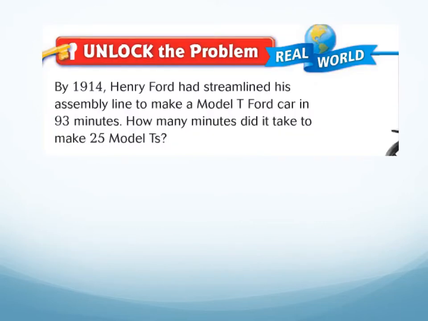Let's take a look at this problem. By 1914, Henry Ford had streamlined his assembly line to make a Model T Ford car in 93 minutes. How many minutes did it take to make 25 Model Ts? Since the problem tells me that Henry Ford could make a Model T car in 93 minutes, I can answer the question of how many minutes did it take to make 25 Model Ts using multiplication. I would solve the problem of 93 times 25.